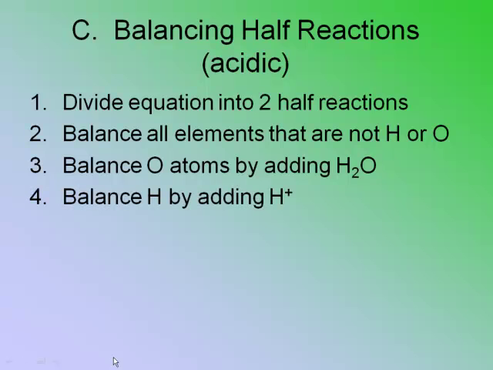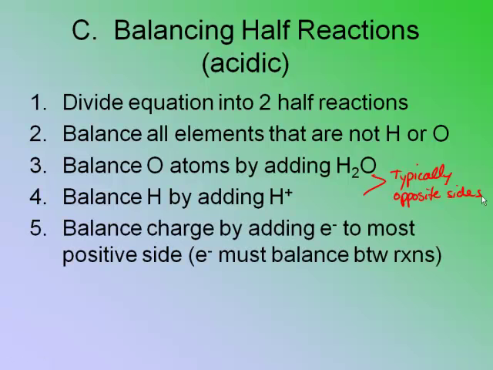Fourth, balance the hydrogens by adding H plus, again, to the opposite side. You'll notice that these two are typically on opposite sides. In fact, they pretty much have to be in acidic reactions. It is very rare to find one where they're on the same side. Lastly, you balance the charge by adding electrons to the most positive side. Again, the electrons must balance between the 2 reactions.